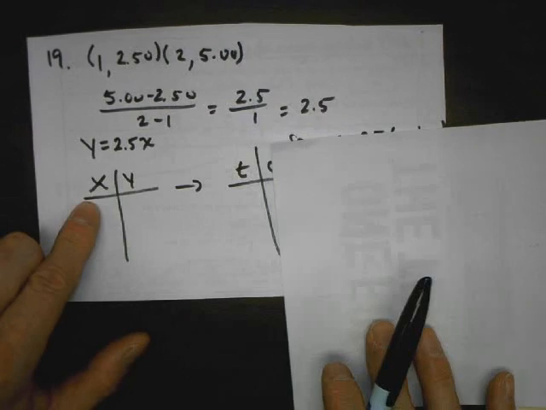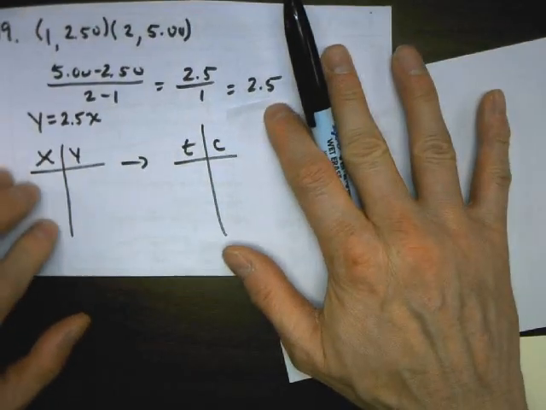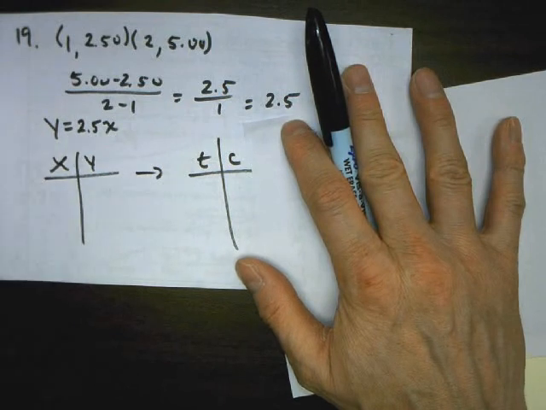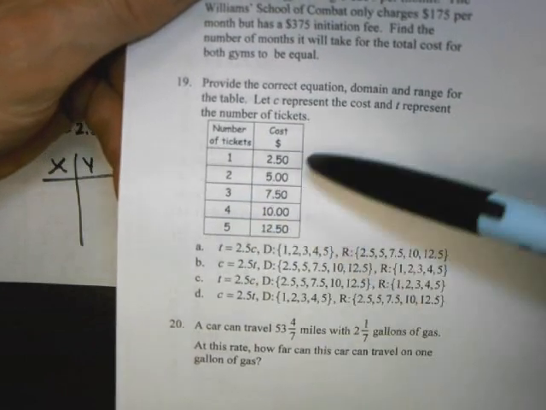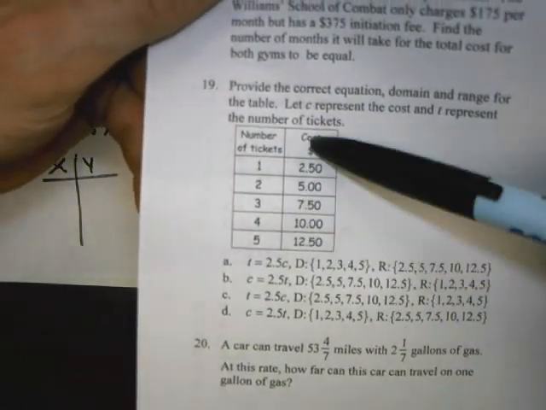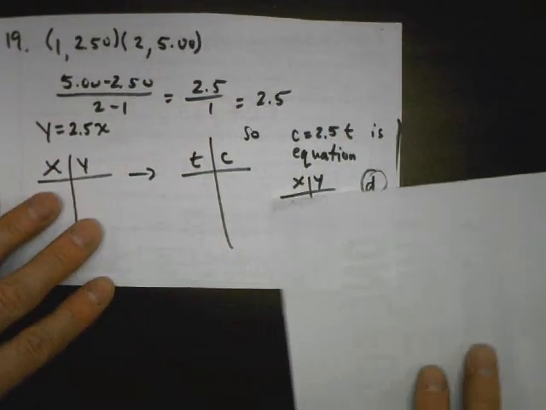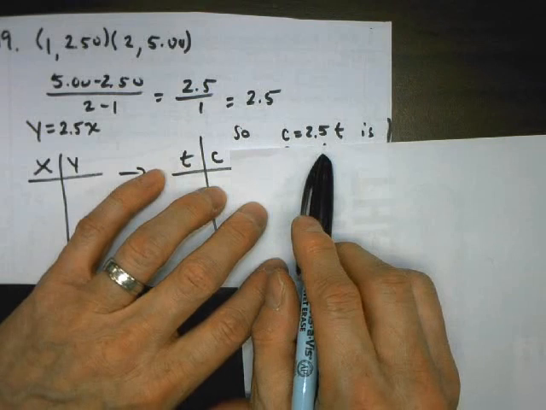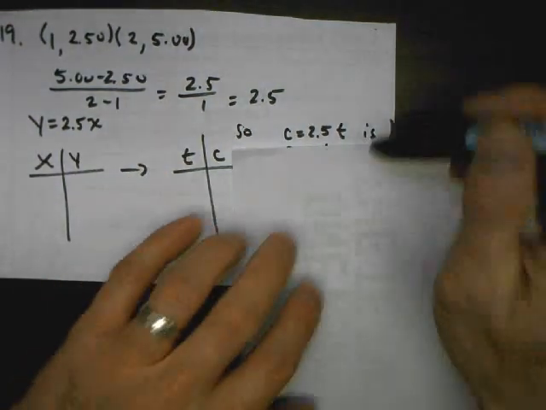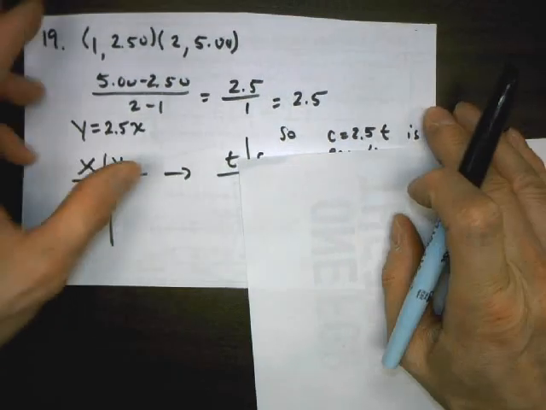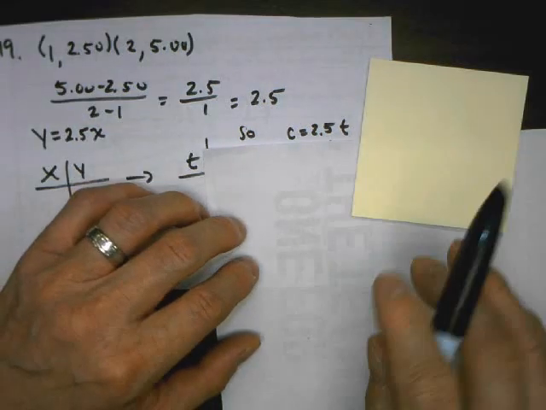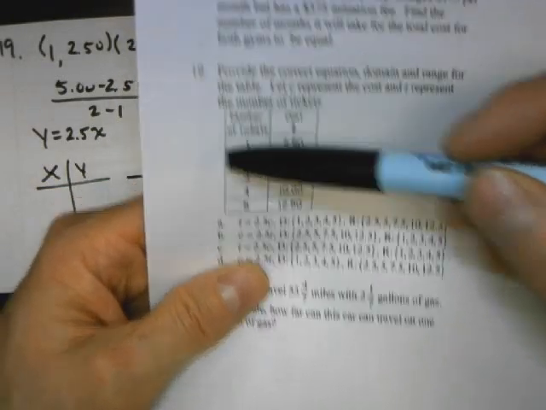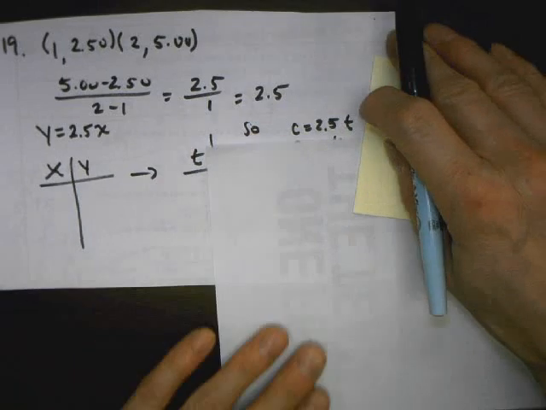The only thing is they're not using x's and y's, right? They're using t's and c's. So x is the first one, so that's t. Cost is the second one, so that's c. So my equation would look like this: c equals 2.5t. It couldn't be t equals 2.5c, because remember, the x goes next to the coefficient. So you've got to make sure whichever one would be the x, or the first one, the t, goes next to that slope and not the other one.